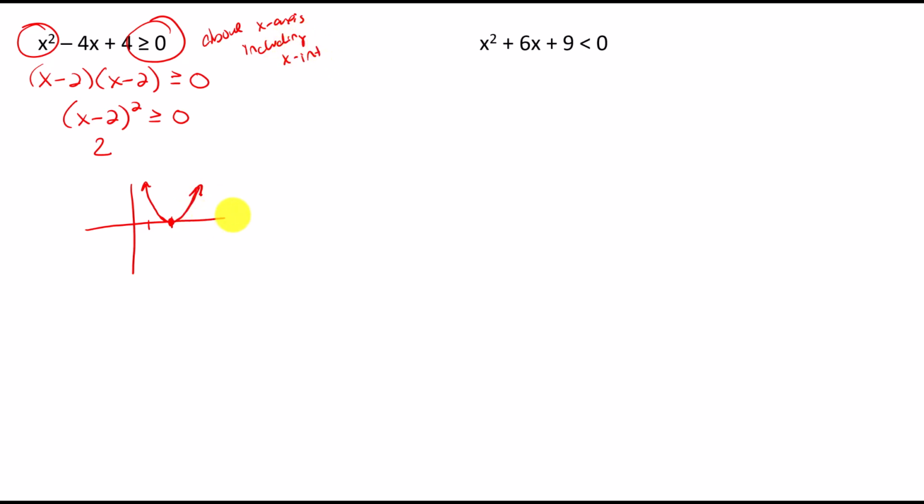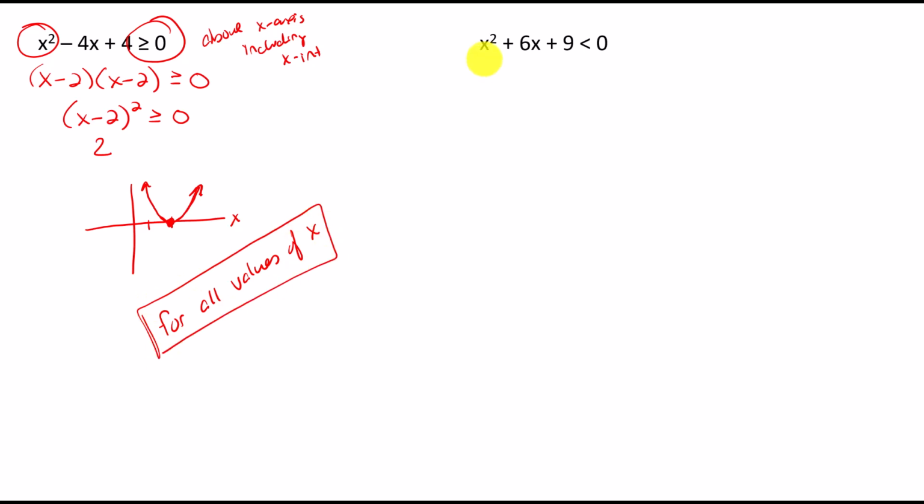Well, if you look at this, here's my x-axis. We're going to include the x-intercept. And the other question is, where is it above the x-axis? Well, it's always above the x-axis. So we would say for all values of x. So for all values of x, it is either greater than 0 or equal to 0. It's equal to 0 at the x-intercept, and it's greater than 0 for all other values. Okay?